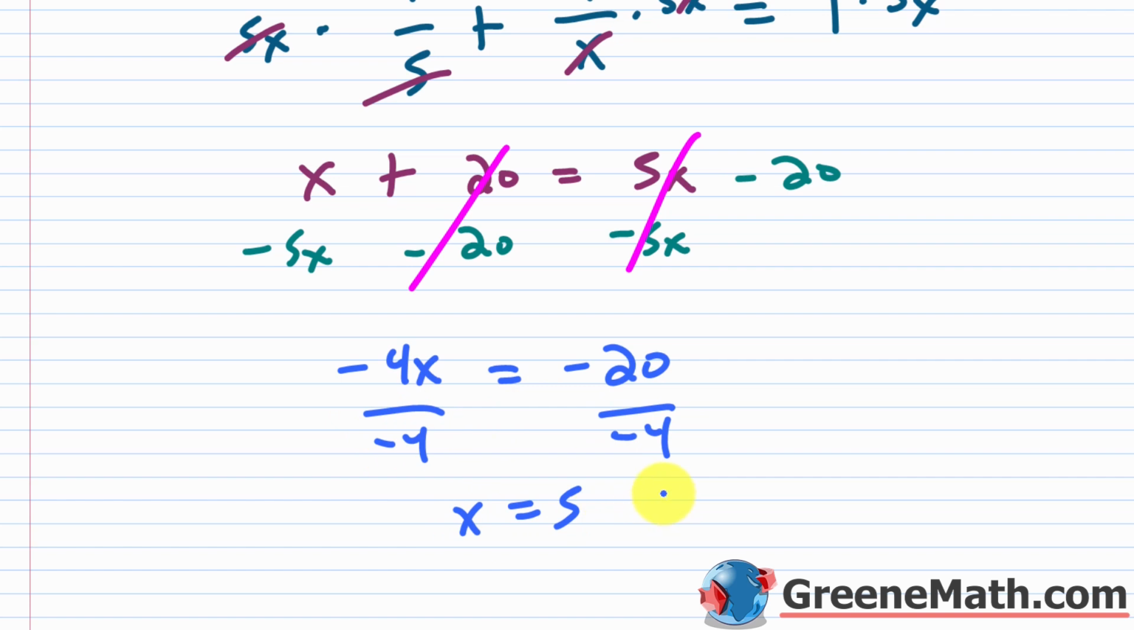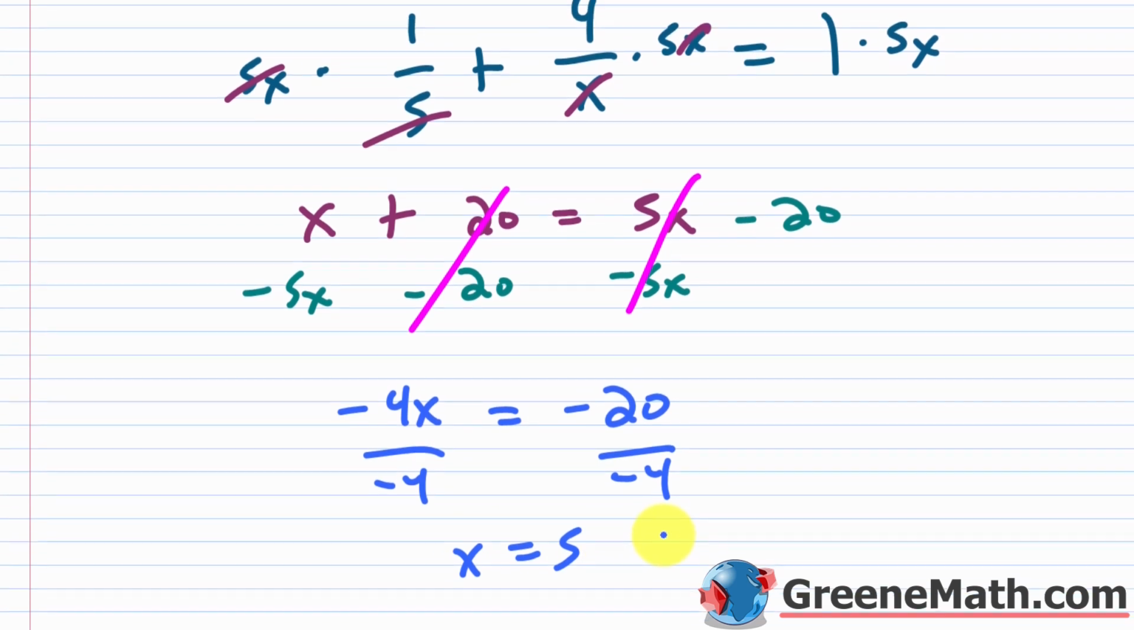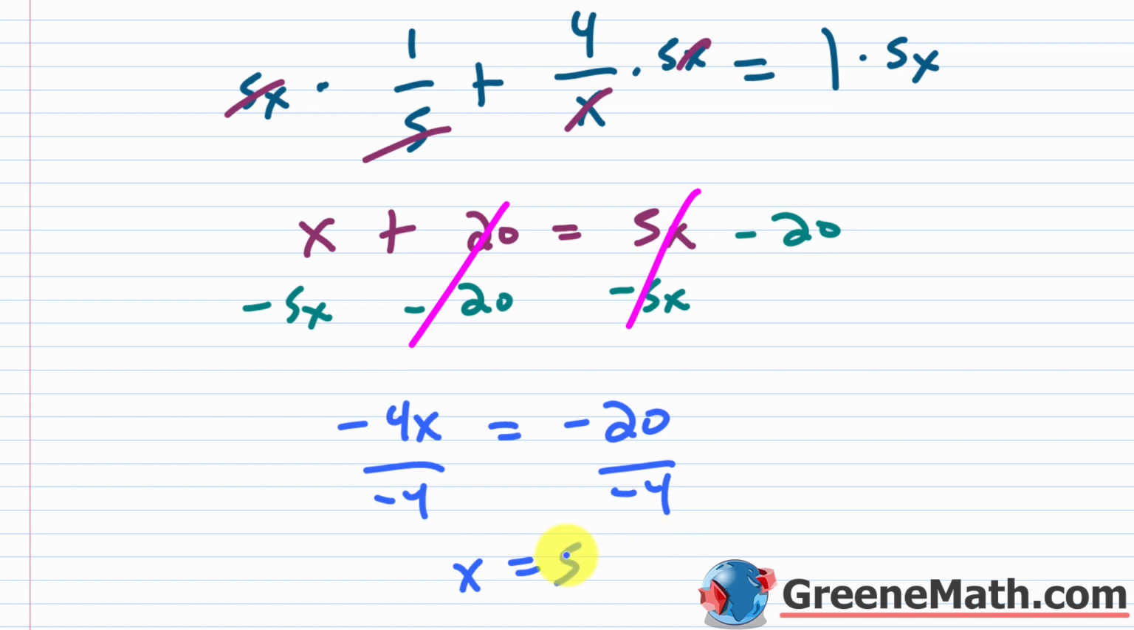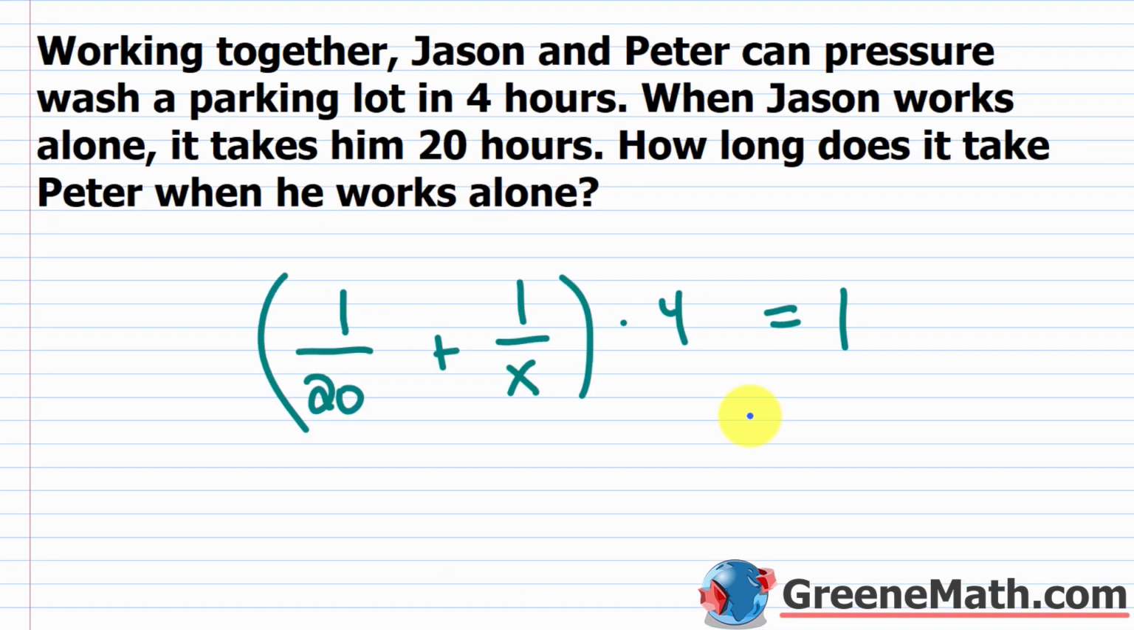Now, I would note here, because we were working with a rational equation, that x couldn't be 0, right? But we got x is equal to 5, so we're okay. Now, coming back, I'm just going to put 5 hours here. That was my solution for x.